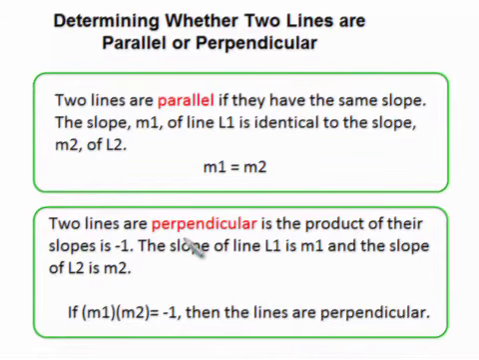2 lines are perpendicular if the product of their slopes is -1. The slope of line L1 is m1, and the slope of line L2 is m2, as before. But instead of them being equal when they're parallel, in this case, if you multiply the 2 slopes, their product is -1. So if that's the case, then the 2 lines are perpendicular.